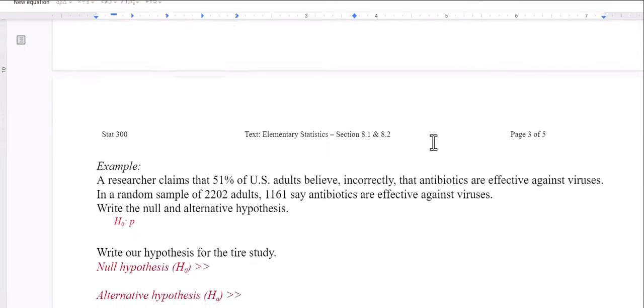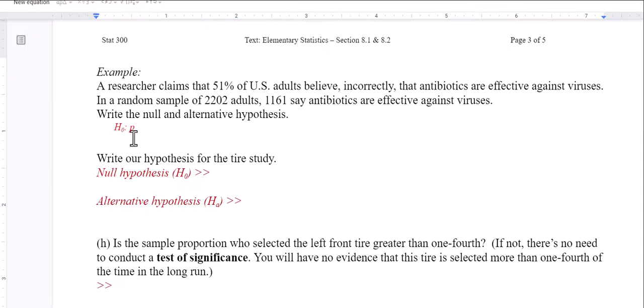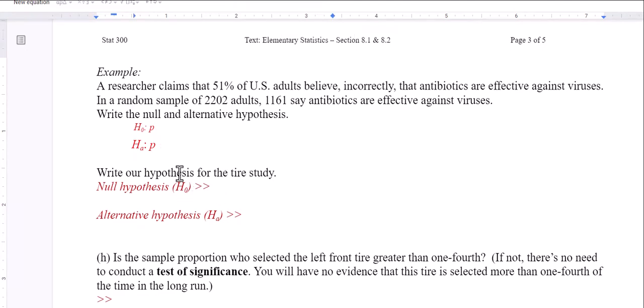So I'm just copying and pasting so that I don't have to recreate them. Okay, so the null and alternative hypotheses are always about the parameter, so P, not P hat. And so let's see here, which one is the parameter and which one is our claim?